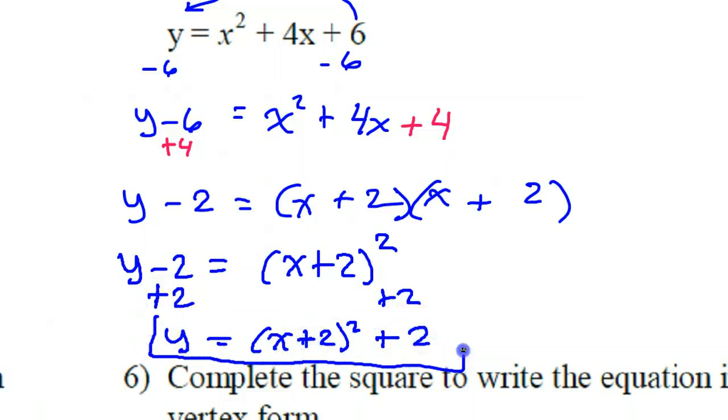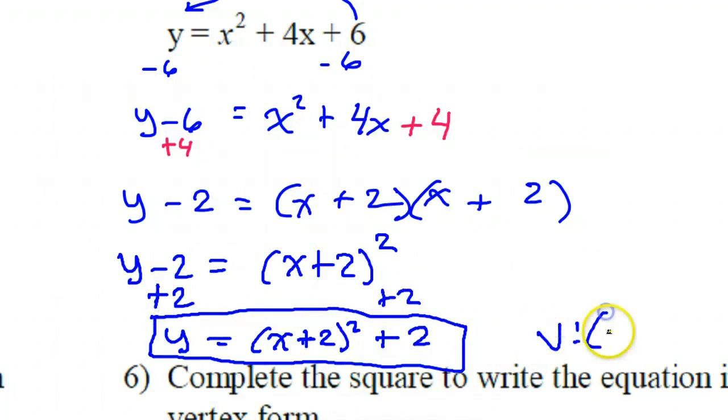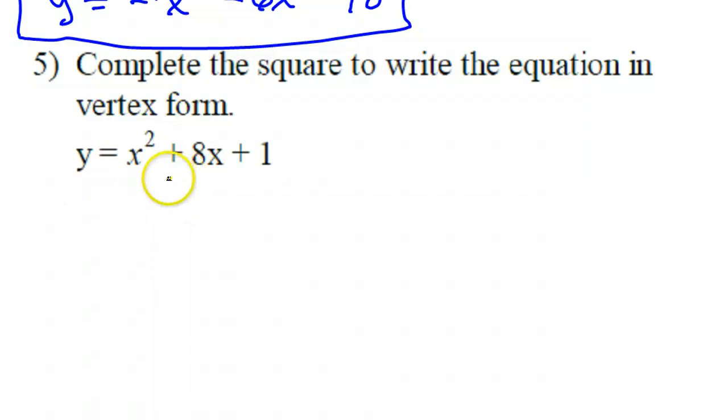Okay, and there you have it. This is in vertex form. I could tell you the vertex right now if I wanted to. That's -2, 2. Opposite of the inside, comma the outside. But that's neither here nor there. Alright, let's do it again.